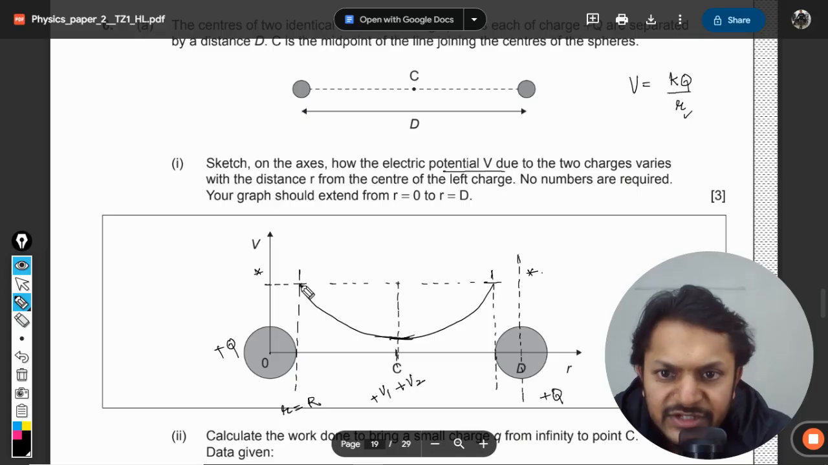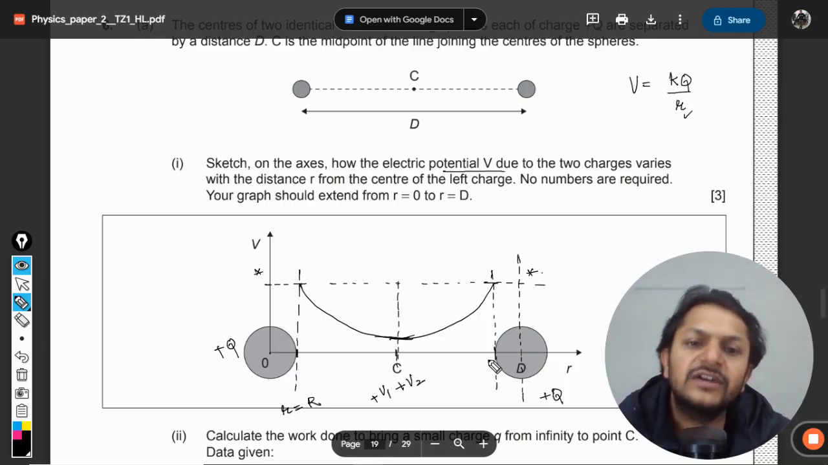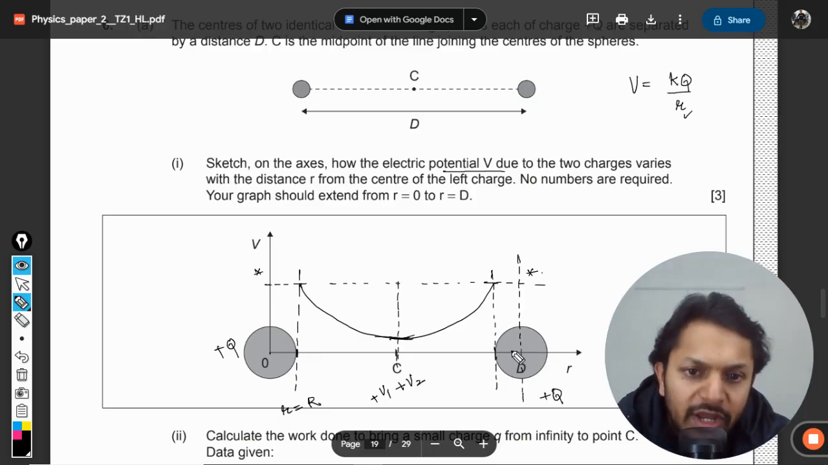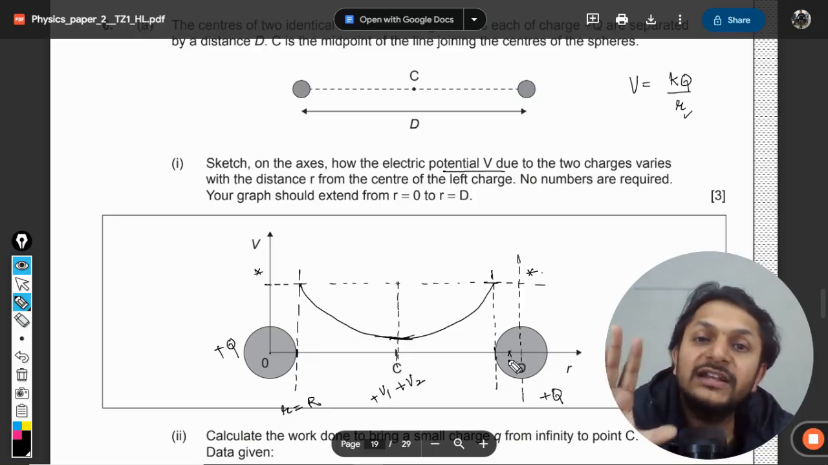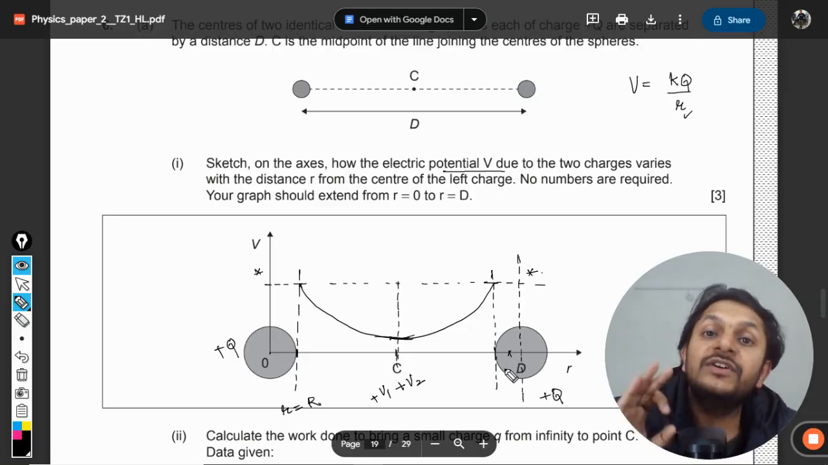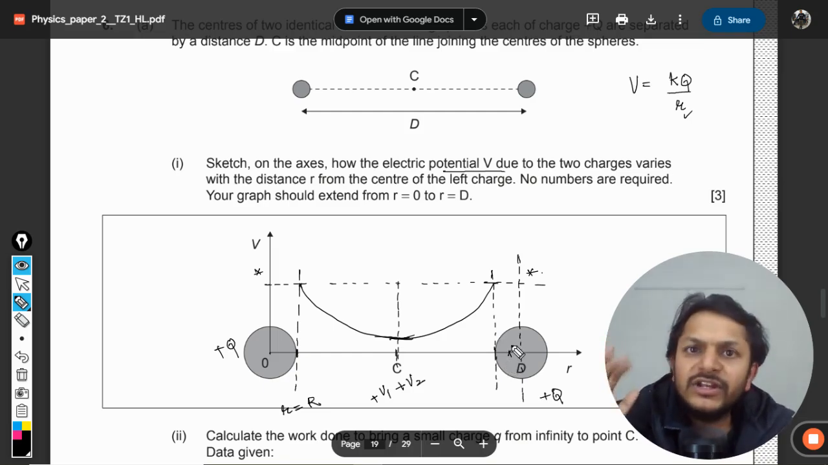So this is the potential at the surface of this, and this is the potential at the surface of the second sphere. Now, inside of a metallic sphere, there is another thing that you need to understand. This is a concept. The potential inside a conductor is always equal to the potential which is at the surface of the conductor. So it is not going to increase.